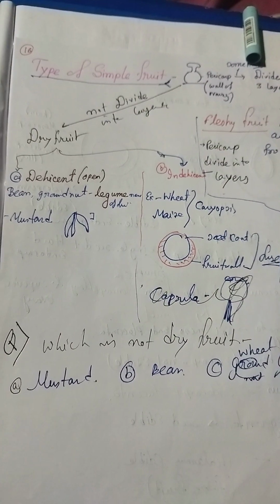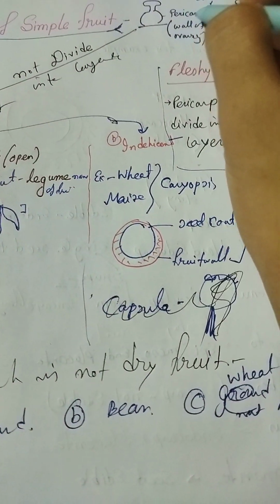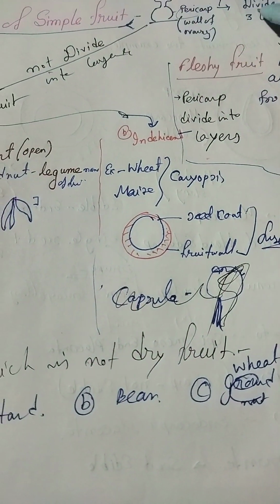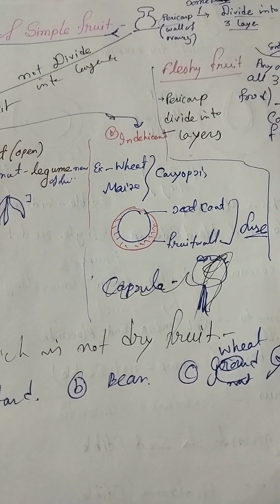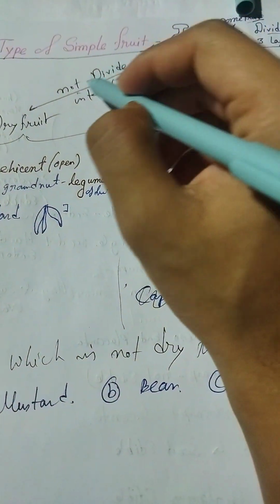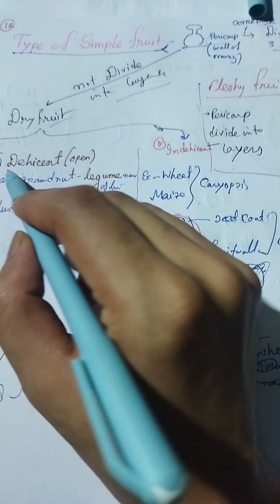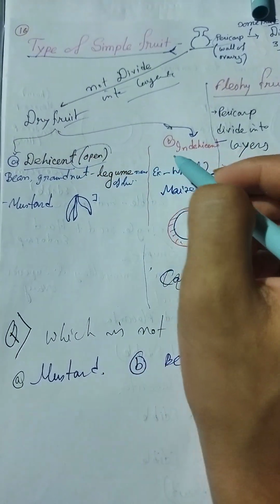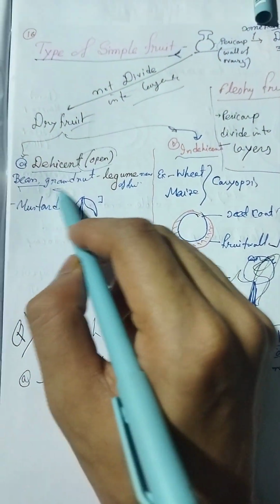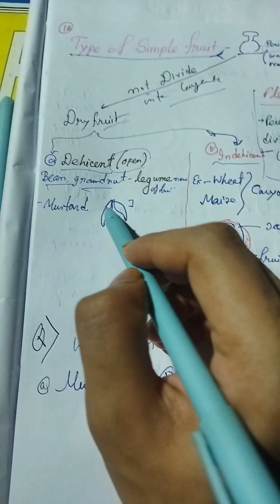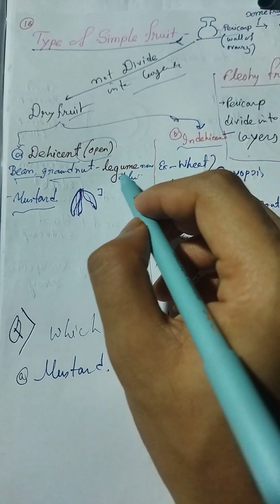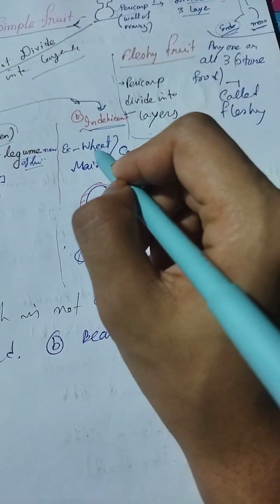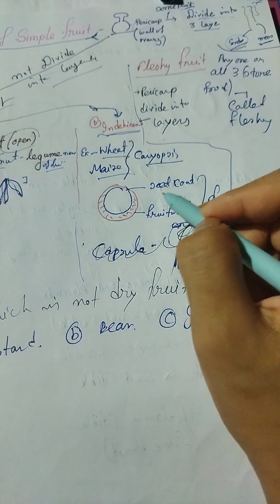Now talk about types of simple fruit. This is the pericarp; in some fruits it is divided into three layers. Outer is epicarp, middle is mesocarp, and inner is endocarp. And some are not divided into layers. Dry fruit: one is dehiscent, which is open, and indehiscent. Bean, groundnut, that type of structure is dehiscent, open. That is an example of mustard. Leguminous fruit. Indehiscent: wheat, maize, caryopsis. Seed coat and fruit wall are totally fused.